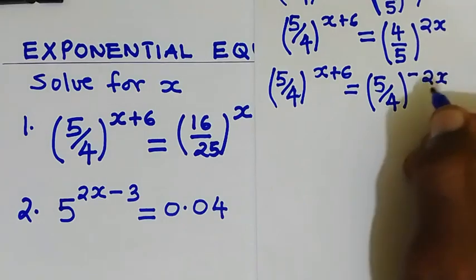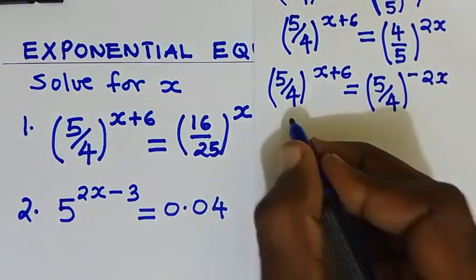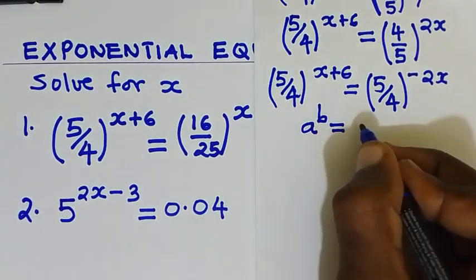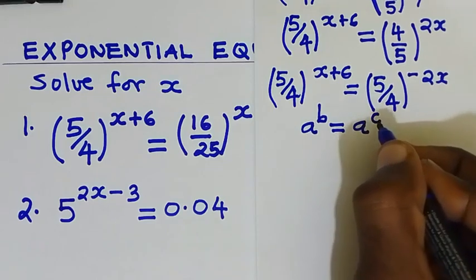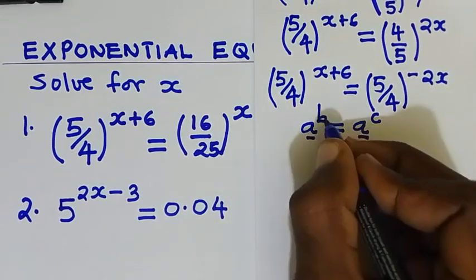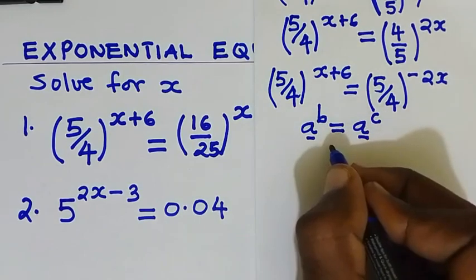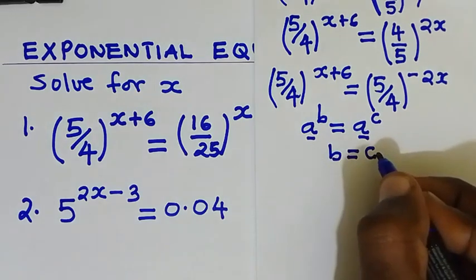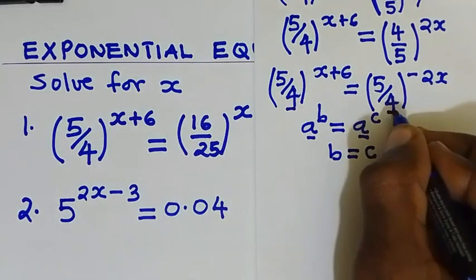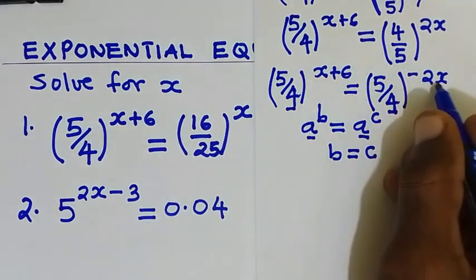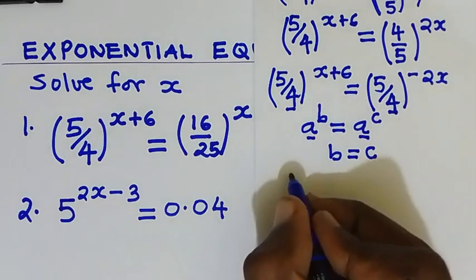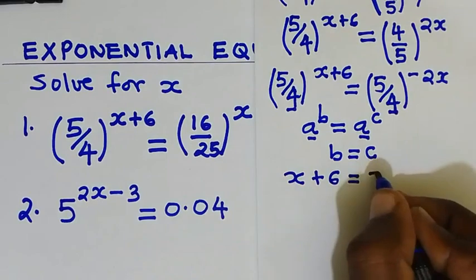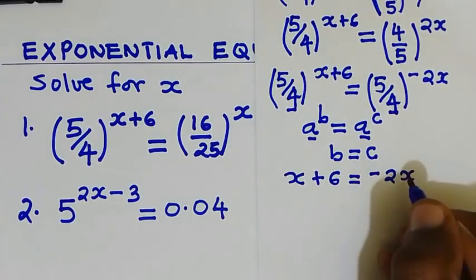2x. Since now I have the same base, if we are given a power b equal to a power c, if the base are the same, the power are equal, so b is equal to c. For that case, I have the same base. I will equate the power. That is x plus 6 is equal to minus 2x.